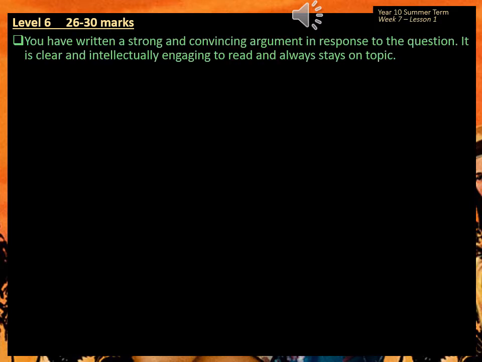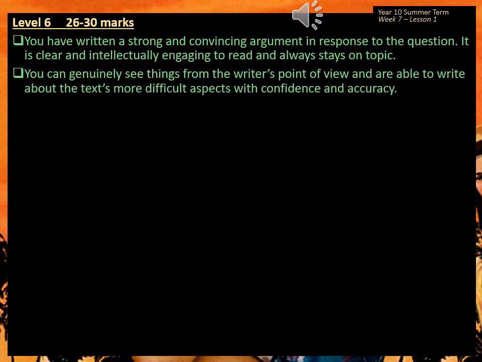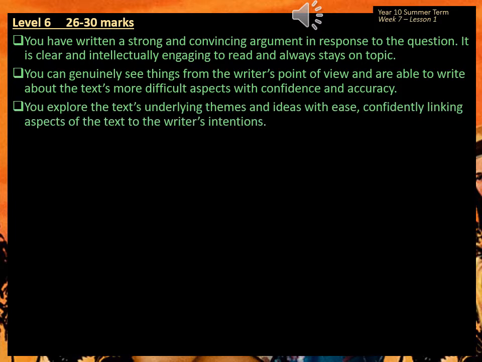So for those top marks, level 6, 26 to 30 marks, you need to be asking yourself if you've done the following things. You have written a strong and convincing argument in response to the question. It is clear and intellectually engaging to read and always stays on topic. You can genuinely see things from the writer's point of view and are able to write about the text's more difficult aspects with confidence and accuracy.